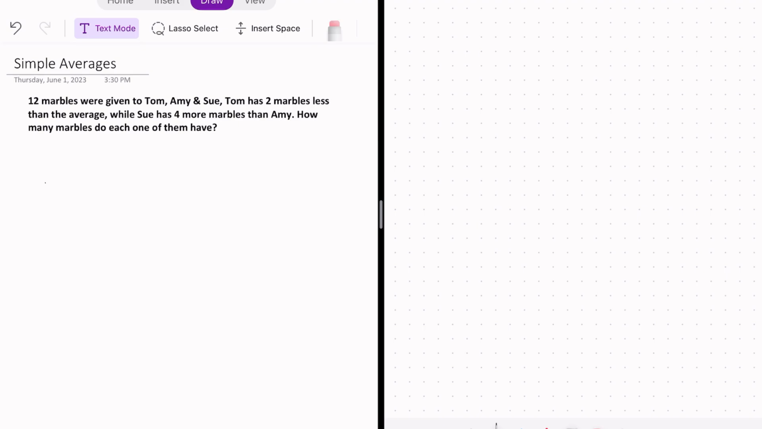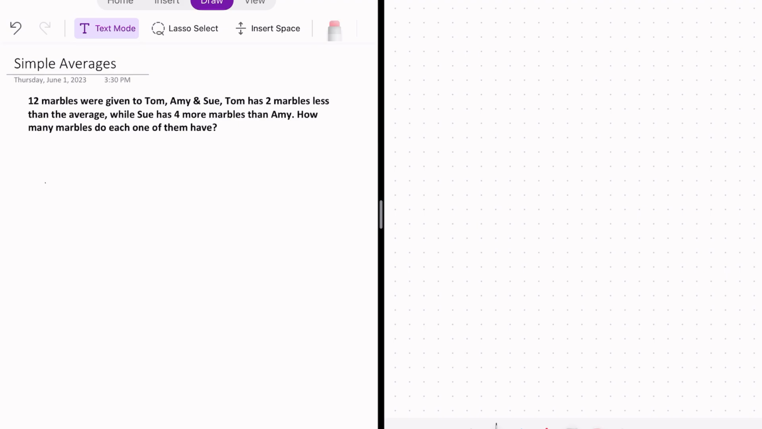So it says 12 marbles were given to Tom, Amy, and Sue. Tom has 2 marbles less than the average, while Sue has 4 more marbles than Amy. How many marbles do each one of them have?